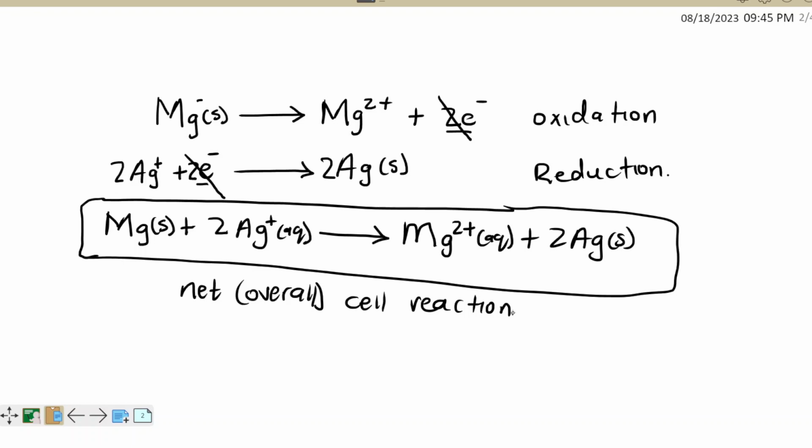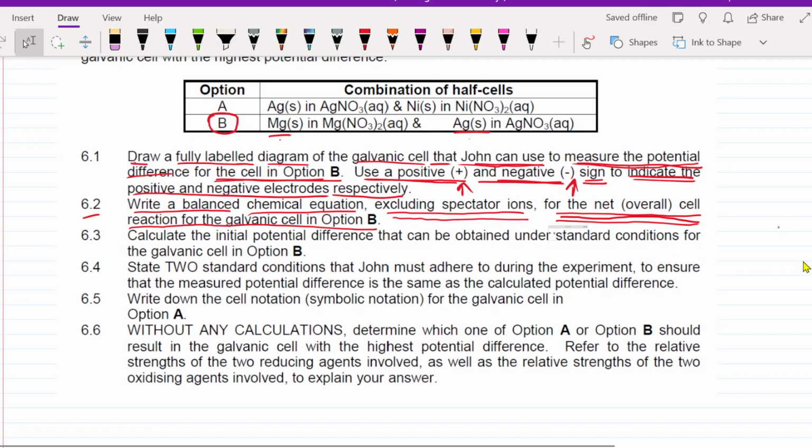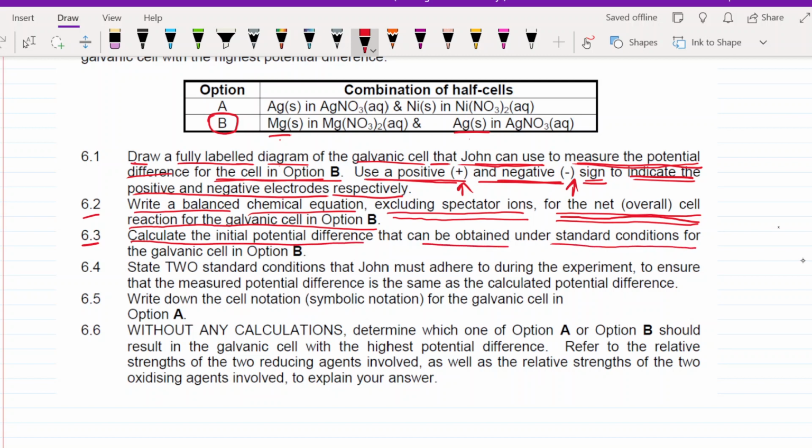So we are going to now move on to the next question. The next question, 6.3, says calculate the initial potential difference that can be obtained under standard conditions for the galvanic cell in option B. So they want us now to calculate the initial potential difference for the galvanic cell in option B.